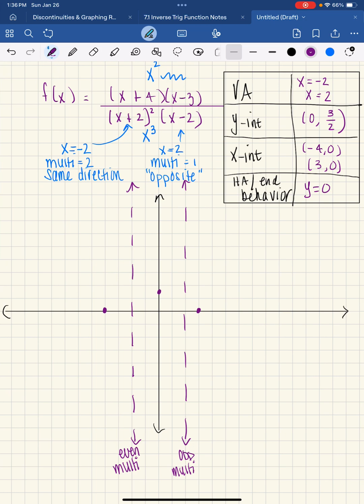And I have a y-intercept at +3/2. Okay, but this is messed up. How on earth am I going to have a horizontal asymptote on the x-axis, but yet there's intercepts?